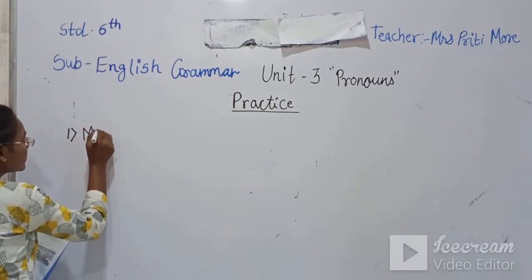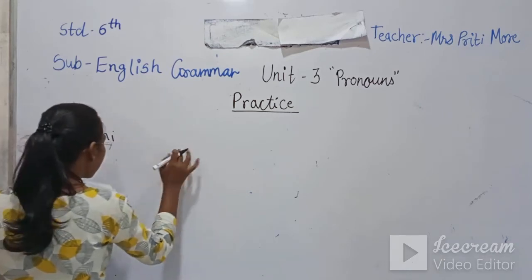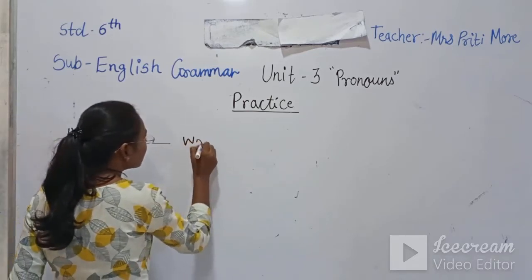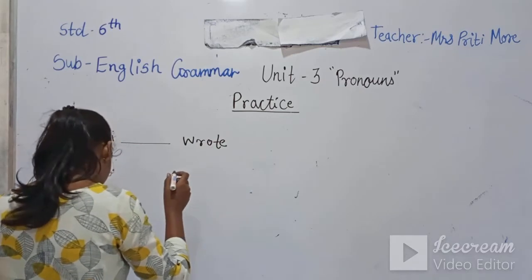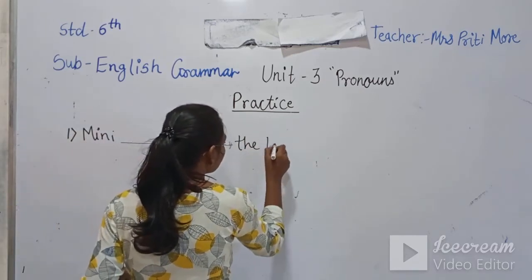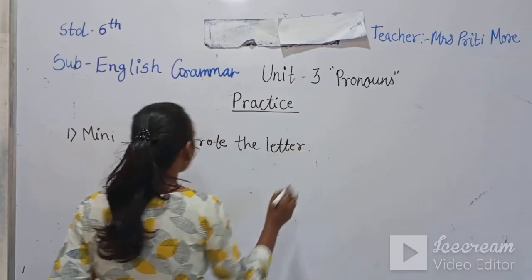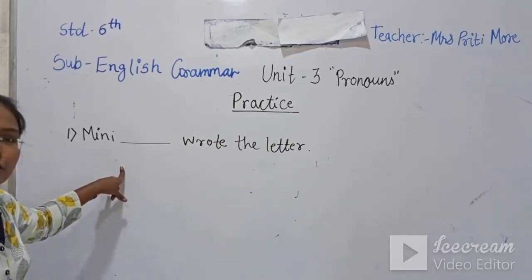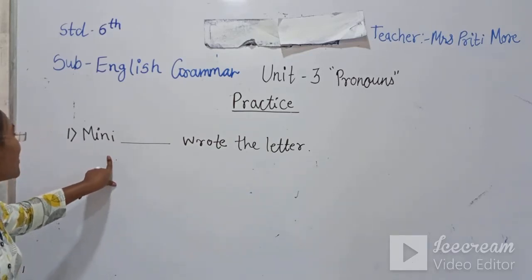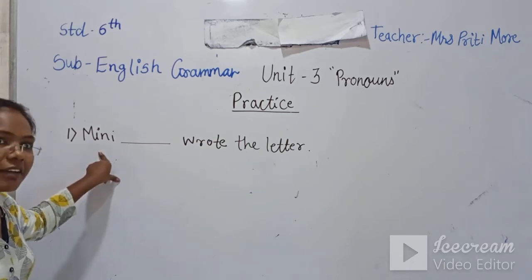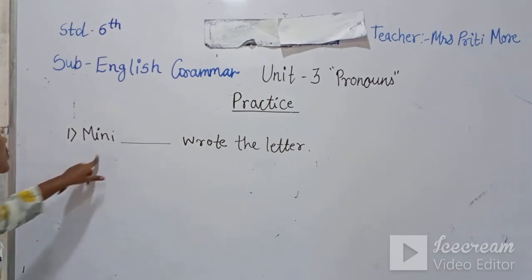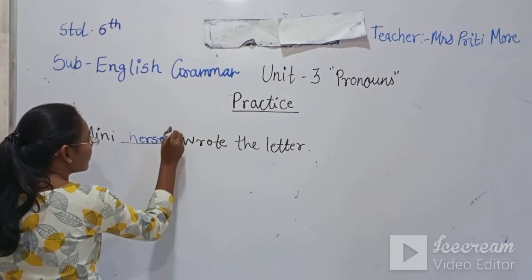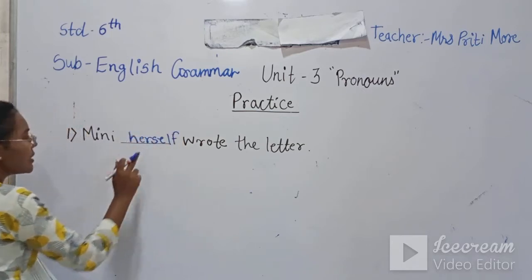Mini, blank space, wrote the letter. Now what? Mini wrote the letter. Now here we have to use, Mini is the third person. She, right? So for she, what do we use? We use herself. So what will come in this blank space? Herself.